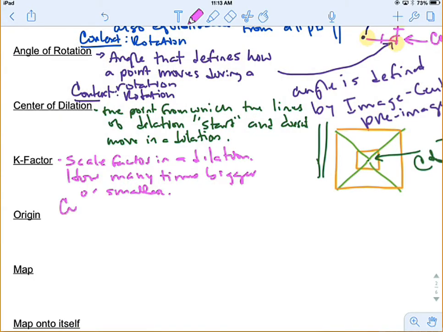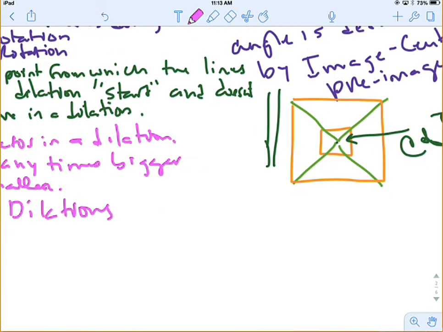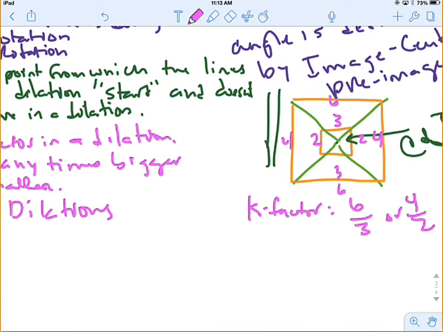Okay, the context here is dilation. In the picture, I can give you, I'm just going to recycle this one here. Like if that's 2, that's 4, that's 3, that's 6, that's 2, that's 4, say 3 and 6 again. The K factor, and let's assume we're getting bigger here, would be 6 divided by 3 or 4 divided by 2, which gives you an indication how to find it. You're dividing sides. But in the end, these are just both 2, so the K factor is 2.